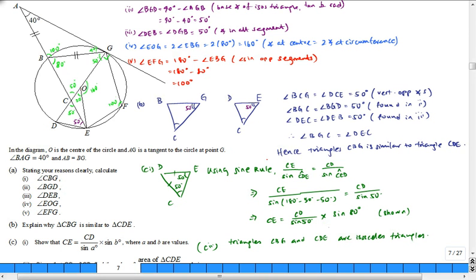where CE over sine CDE is equals to CD over sine 50. Okay, so because it's an isosceles triangle, you can find out from the angle sum of triangle what this value is. So CE will just be CD over sine 50 times sine of 80 degrees. So it is of the form that was required in the question of CD over sine A, where A is equals to 50 times sine B, where B is equals to 80. So this is what we show.